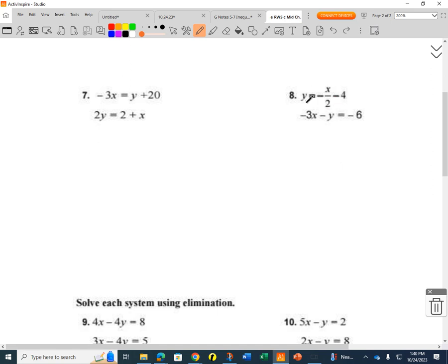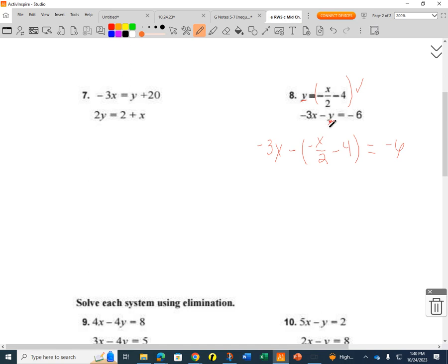Let's use the expression for y down here. This one's already solved. So instead of y in this equation, we're going to use negative x over 2 minus 4, because they're the same thing. Remember how we put them in parentheses? So we're going to rewrite negative 3 times x minus, now this is a negative x over 2 minus 4, equals negative 6. Instead of the y, I wrote this expression.